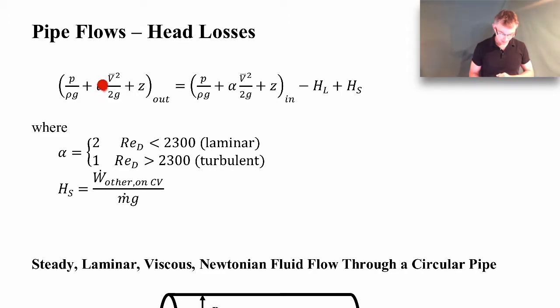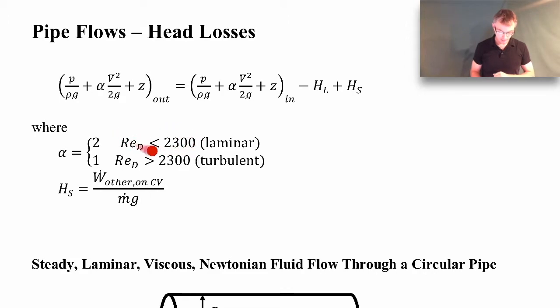We have this alpha term, which is the kinetic energy correction factor. And the reason we have that is because we're using an average velocity in the flow through the pipe here. We're assuming a real pipe flow with a velocity profile. So we're going to use the average velocity, but we want to make sure we have the same kinetic energy as the real profile. So we have this correction factor that makes sure that we have the same kinetic energy. And so for flow through a circular pipe, if it's laminar, that correction factor comes out to be a value of 2.